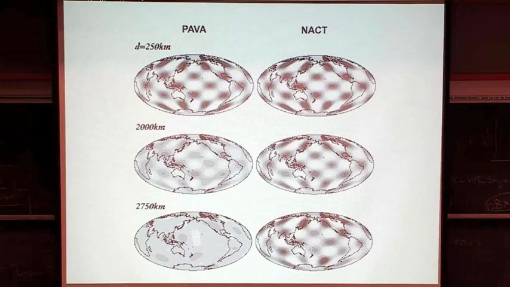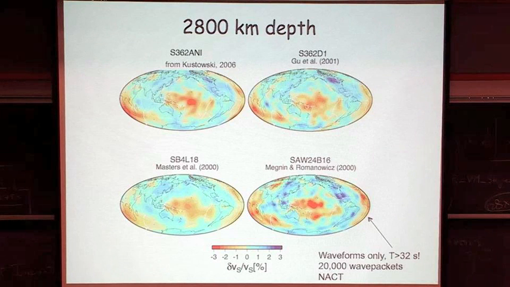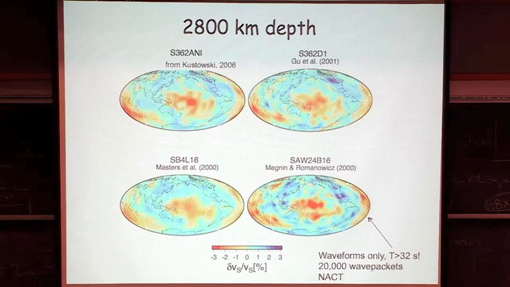So, nevertheless, this is a comparison of 4 models that I think Adam showed, recent models at depth of 2,800 kilometers. This is just to show you. So these models have been determined including a lot of travel times, surface waves, for some of them overtones, mode splitting coefficients, etc. This model was obtained only using waveforms at periods greater than 32 seconds, but many of these wave packets.